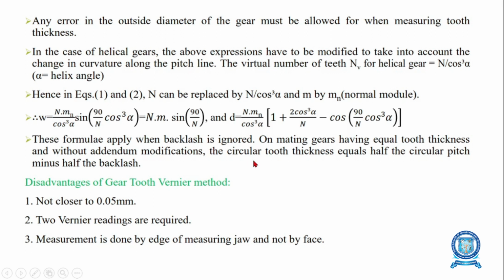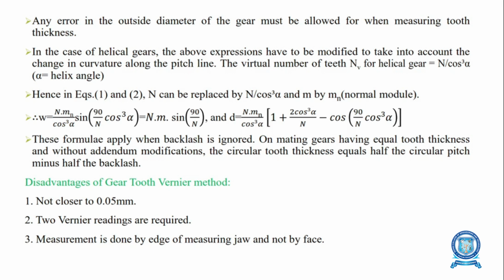Here any error in the outside diameter of the gear must be allowed for when measuring tooth thickness. In the case of helical gears, the above expressions have to be modified to take into account the change in curvature along the pitch line. The virtual number of teeth N' for a helical gear is equal to N divided by cos cube alpha, where alpha is the helix angle.